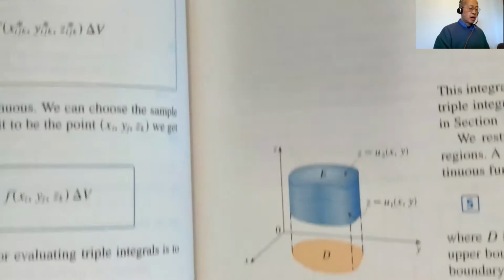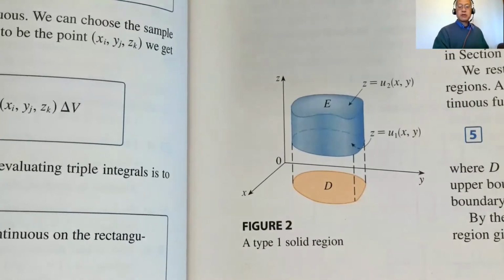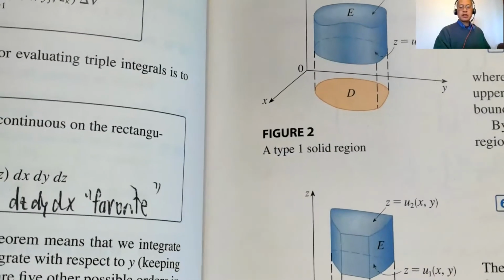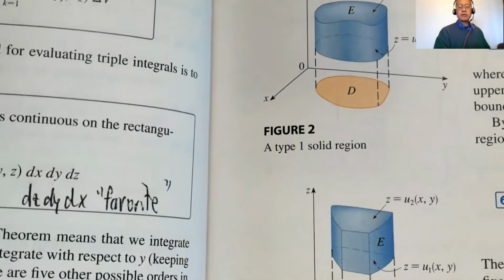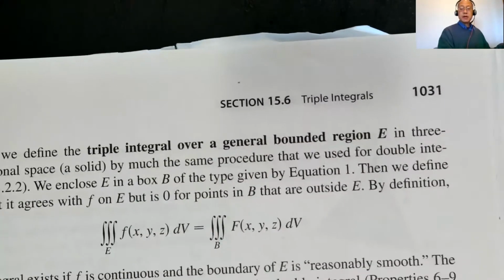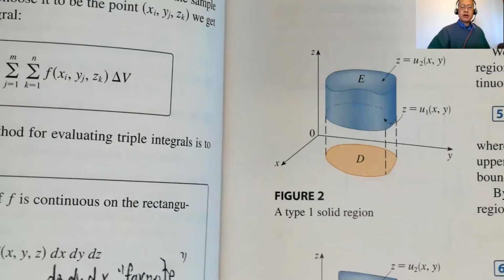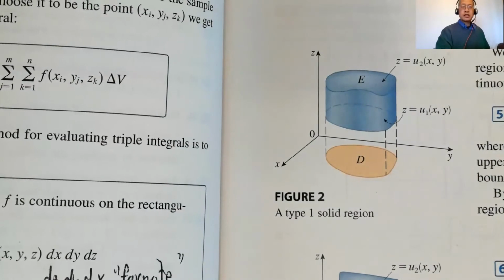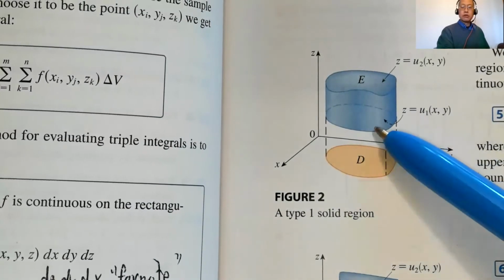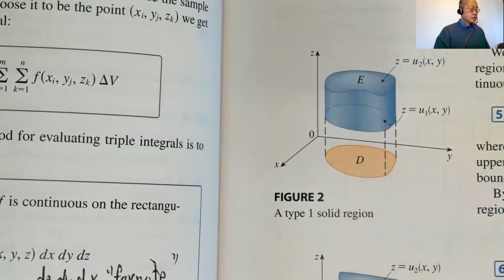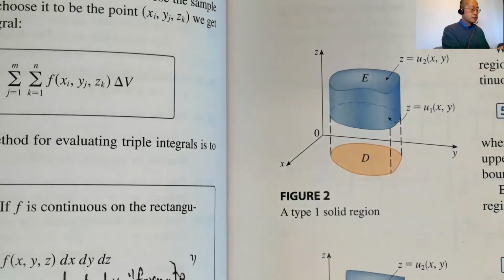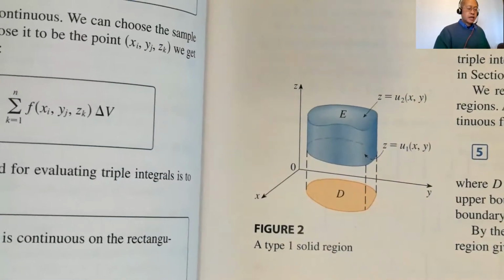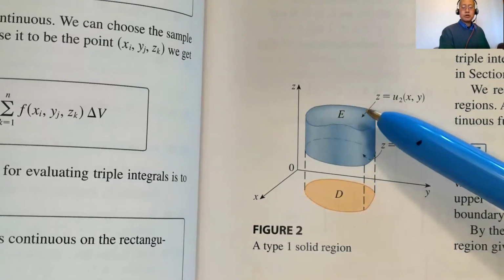So about our favorite. Figure 2, don't worry about the terminology of type 1 and type 2 and so on. I don't think you really need that. On page 1031, the reason this is our favorite is that if you have z as a function of x and y, then you have a lower function and an upper function. So your picture does not look like a box. Our favorite has just constants, but z is from a lower surface to an upper surface.